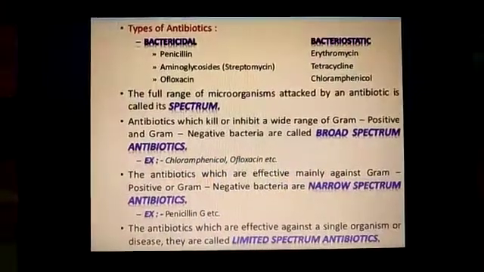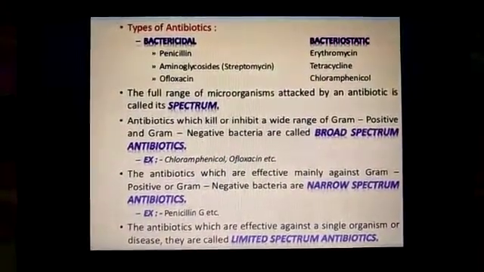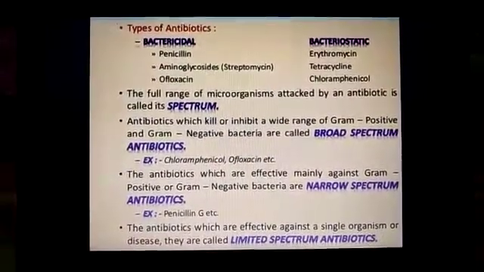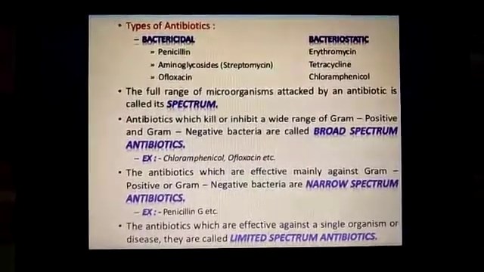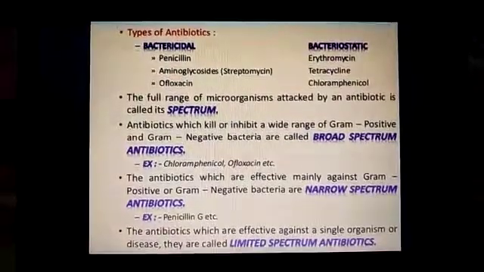The types of antibiotics. Antibiotics are of two types. One is known as bactericidal, the other is bacteriostatic. The bactericidals are penicillin, aminoglycosides, and ofloxacin, while bacteriostatics are erythromycin, tetracycline, and chloramphenicol.